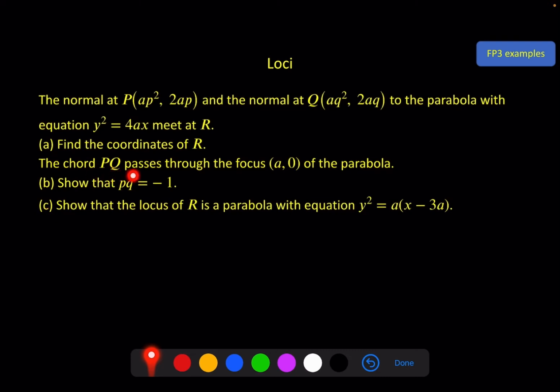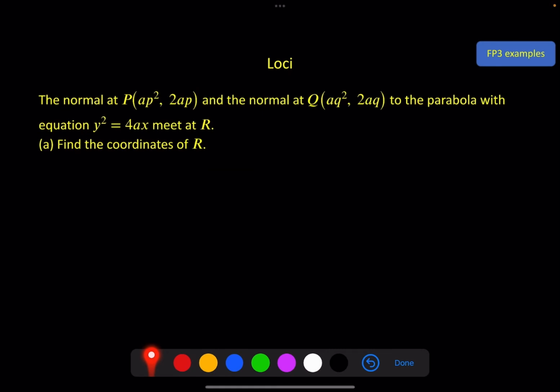The chord PQ passes through the focus of the parabola. So joining P to Q goes through the focus. And we need to use that to show that pq equals -1. And then we're going to show the locus of R is a parabola with this equation, and the idea of this question is very similar to the previous example. So let's start off with the coordinates of R. I'm going to do these one on each screen because there's quite a lot of space needed for each one.